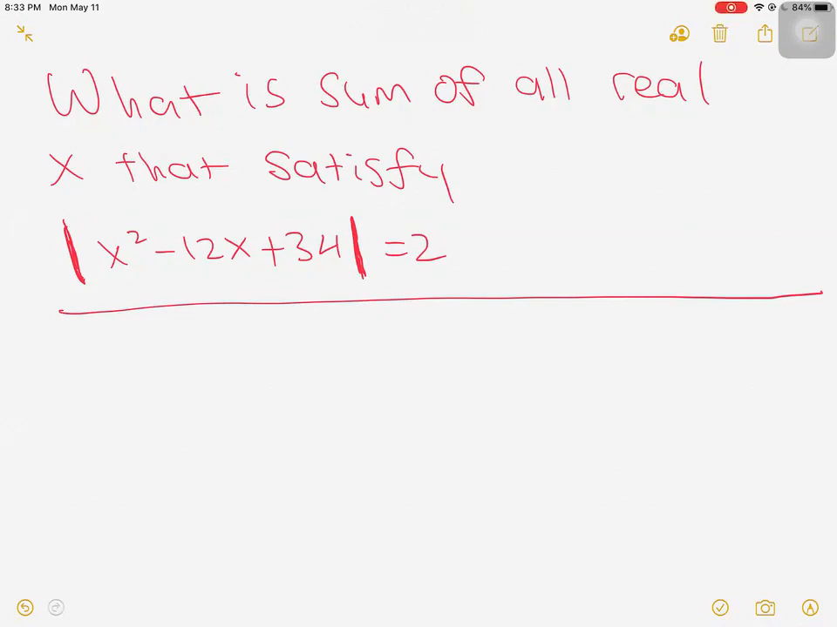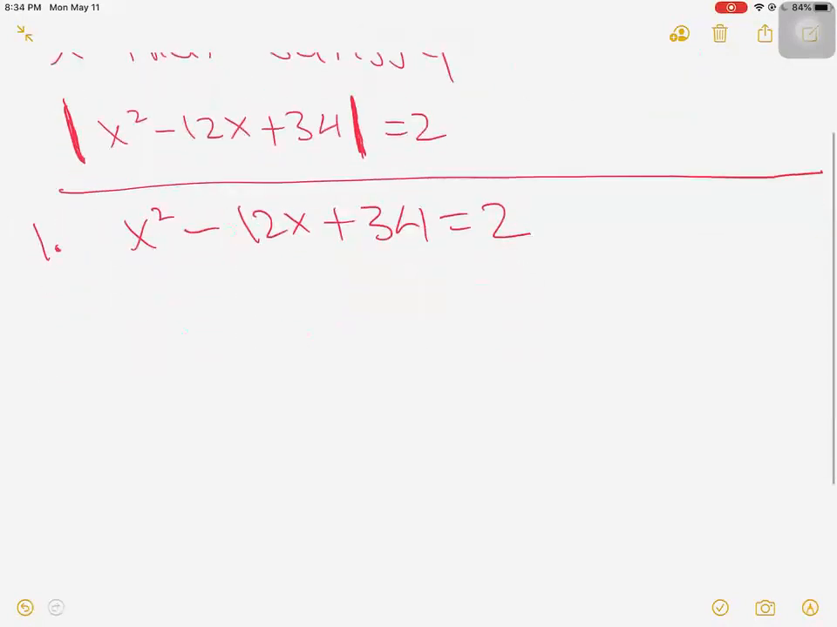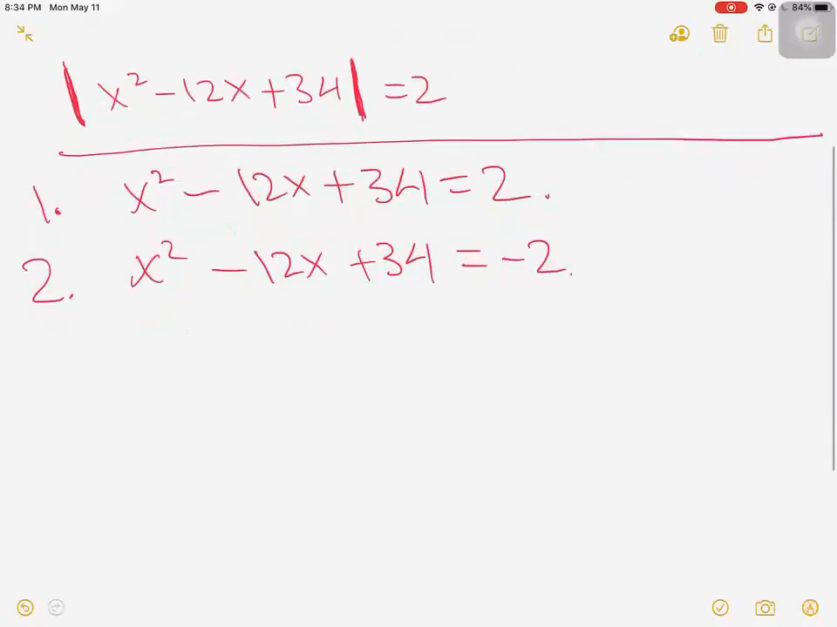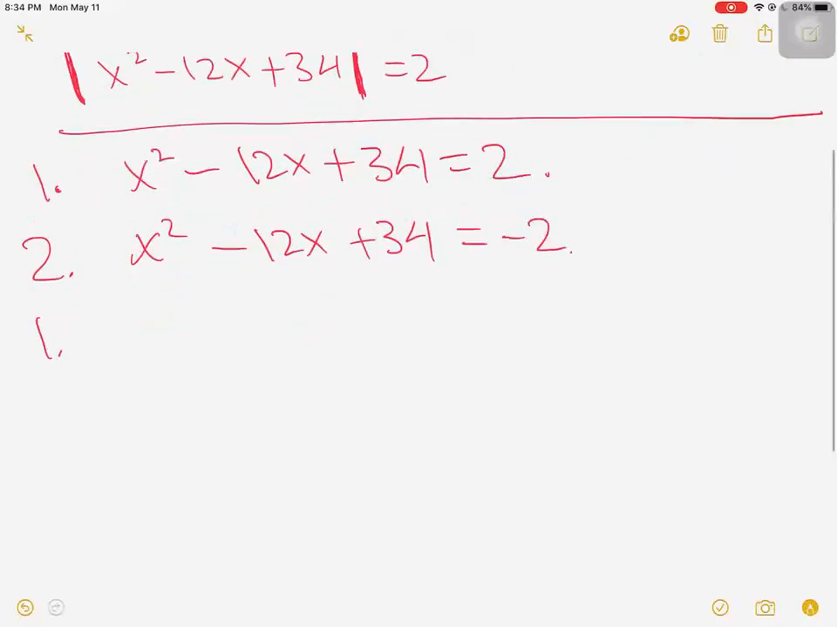So what this is saying is we can either have x squared minus 12x plus 34, oh, you took this test? That's good, Aiden. And we have the second case, which is x squared minus 12x plus 34 is equal to negative 2. So let's just go with the first case first.